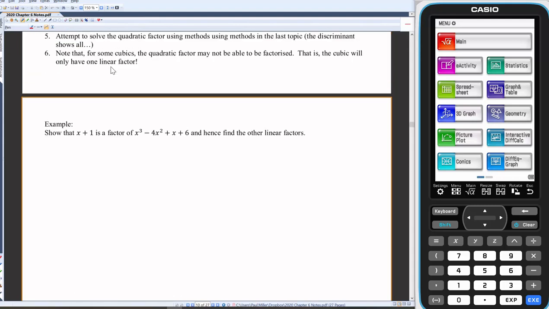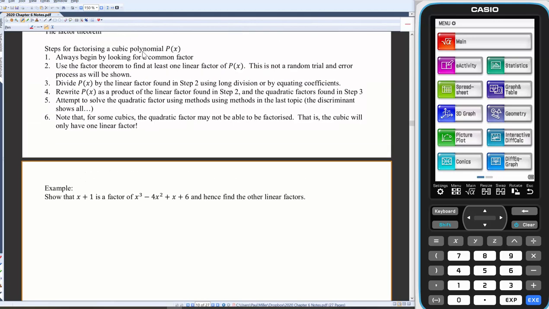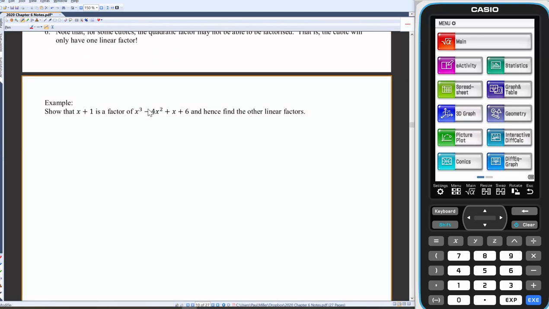In this class today, what we're going to look at is more ways to factorize a polynomial, and in particular a cubic function. Last lesson we basically used this method: we looked to see if there was a common factor, then used the remainder theorem to find at least one linear factor, dividing using long division.